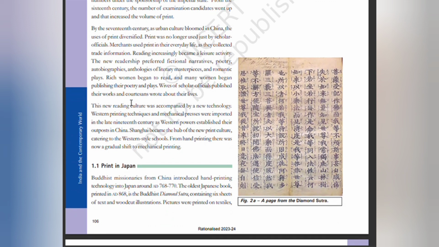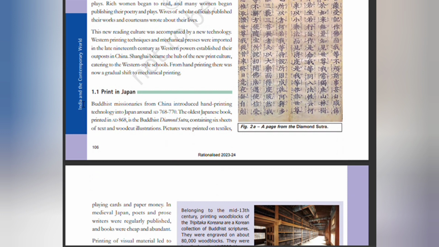This new reading culture was accompanied by a new technology. Western printing techniques and mechanical presses were imported in the late 19th century as Western powers established their outposts in China. Shanghai became the hub of the new print culture, catering to the Western-style schools. From hand printing, there was now a gradual shift to mechanical printing.